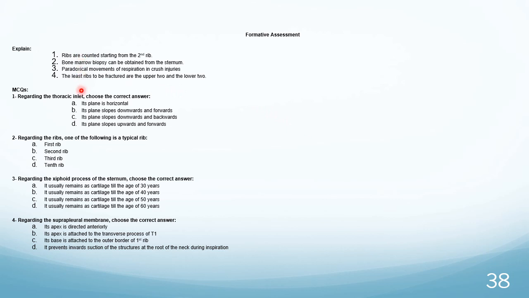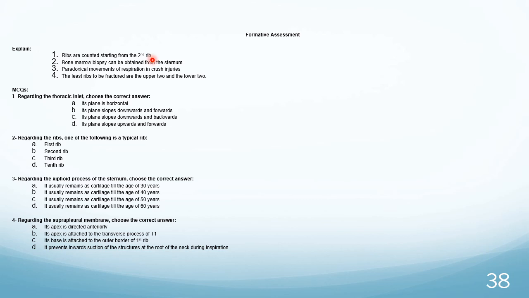I will discuss with you the following question. Ribs are counted starting from the second rib. Explain why. Because the first rib is overlapped by the clavicle, and we can easily detect the sternal angle, and the second rib lies opposite the sternal angle, so we can start counting from the second rib.